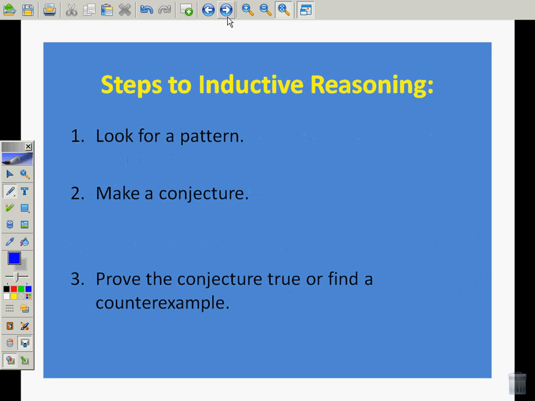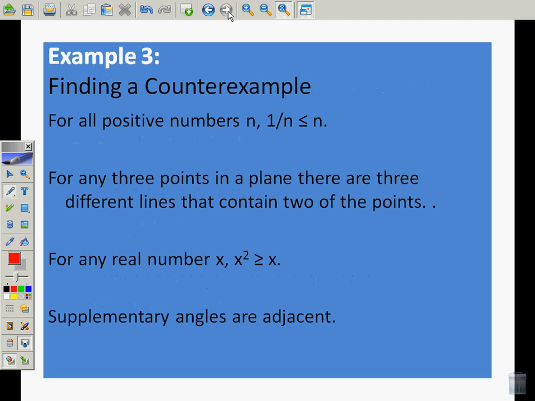Okay? And so how does this fit into inductive reasoning? Well, first we're going to look for a pattern, which we already talked about. Okay? Then we're going to make our guess, our conjecture, remember? And then we have two choices. One, we prove it true. Or two, find a counterexample. Okay? This is the process of inductive reasoning. This is what we as humans do. Okay? And so when we're doing this, here's what we're going to do. We're going to try to practice finding counterexamples.